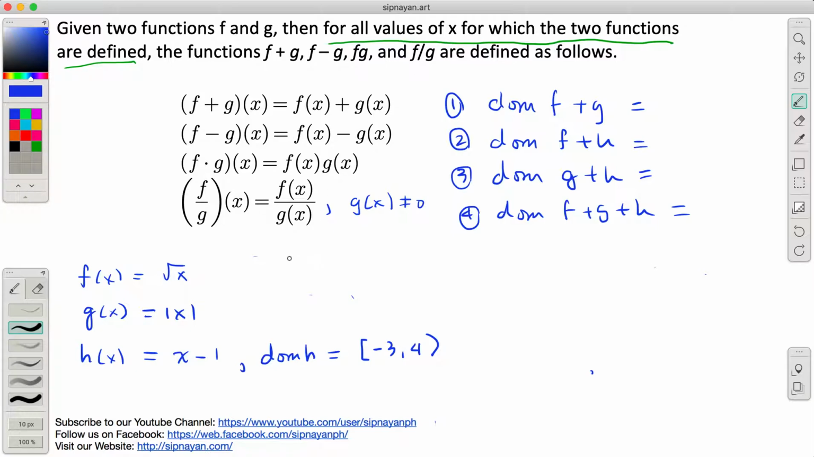For example, hindi tayo pwede mag f plus g of negative 1 kasi at x equals negative 1, yung f natin ay undefined, square root of negative 1. At x equals negative 1, square root of negative 1 is undefined. Diba? So, hindi ito pwede. Undefined ito. So, pwede lang tayo mag-add at particular values.